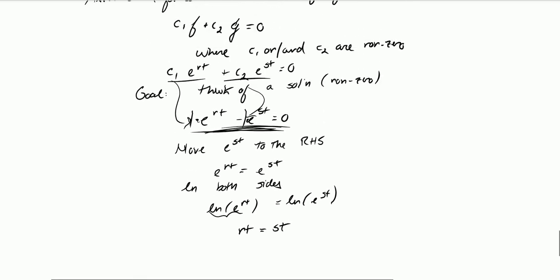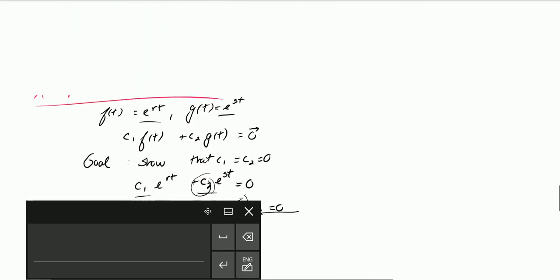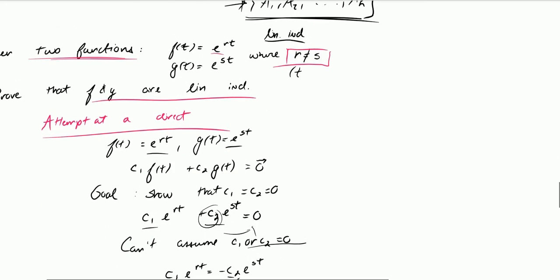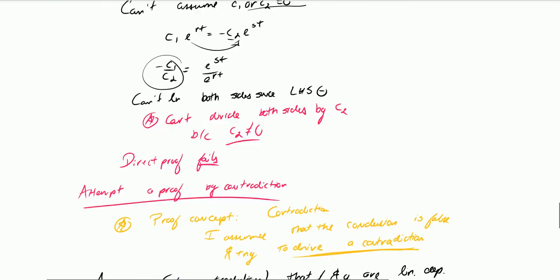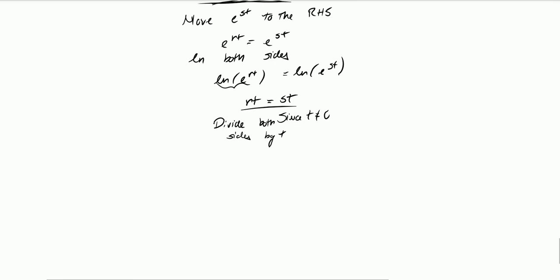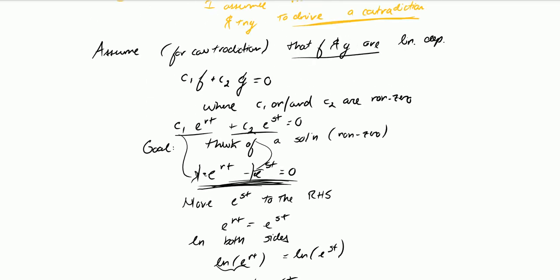And now, I should have probably mentioned in the question, that was an oversight on my part, that t is non-zero. Okay, so t is non-zero. Since t is non-zero, I can divide both sides by t, and what I get is r is equal to s. So that's what I get using the assumption that f and g are linearly dependent.